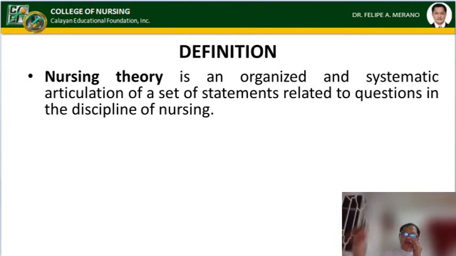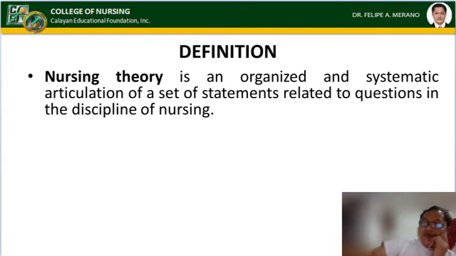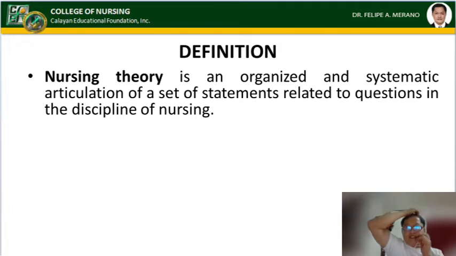Definition. What is nursing theory? Nursing theory is an organized and systematic articulation of a set of statements related to questions in the discipline of nursing. So the keywords in nursing theory are organized, systematic articulation of statements. It means all the concepts of the nursing theory have a basis. It was not taken from any other ideas, but there is always a basis, and it is systematically articulated. Okay, with flow, with process, with different sets of statements.